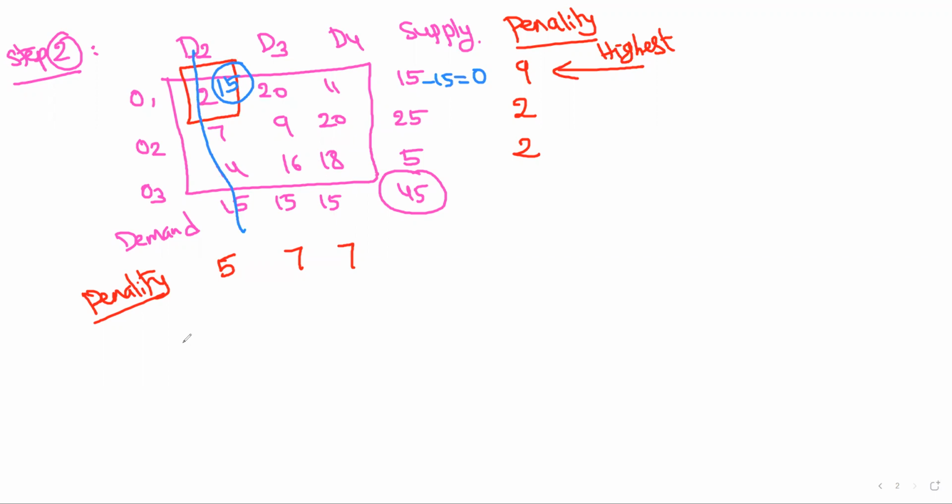And now again the new table, step 3. The new reduced table has D3, D4 and O1, O2, O3.